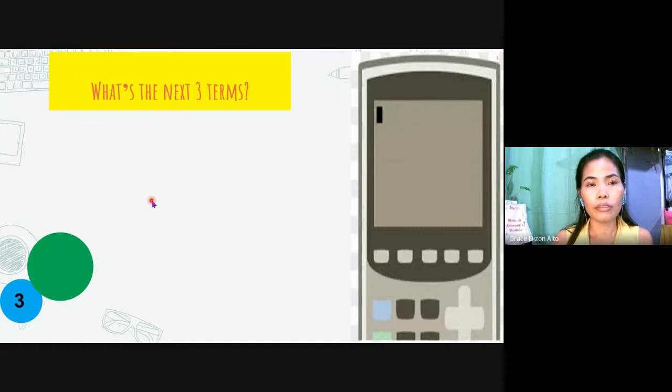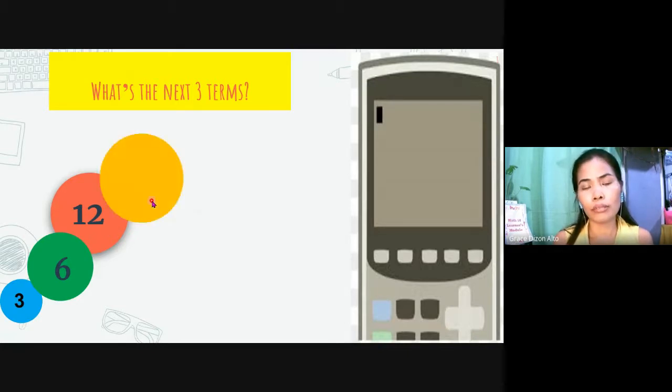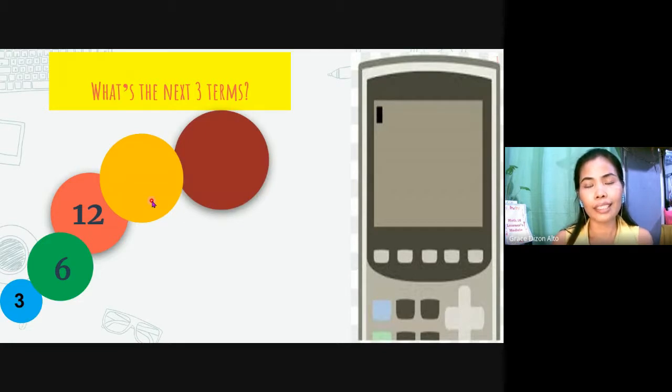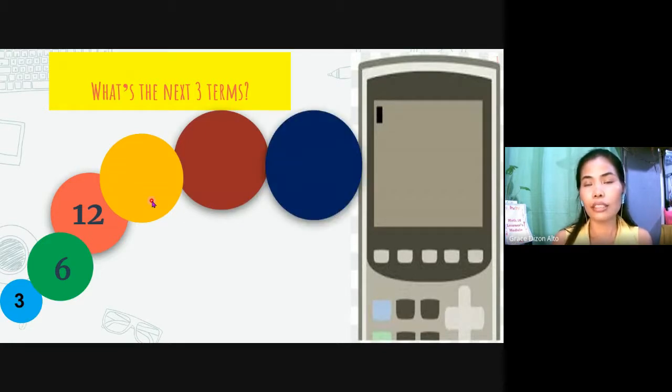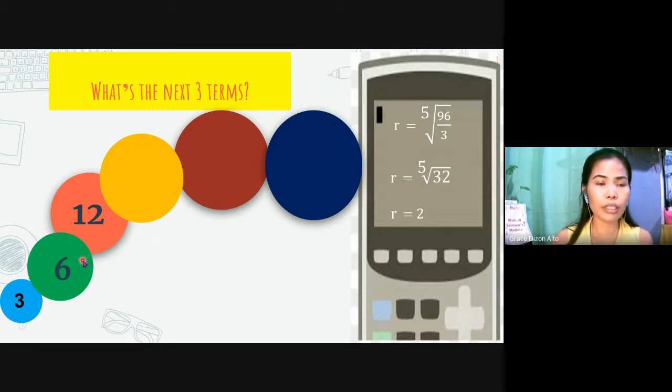Okay, next we will find the next three terms of the geometric sequence. First, we have to make sure that it is a geometric sequence by finding the common ratio, and that common ratio we found, we multiply it to the last term that is given to get the next terms, however many they are. To get the common ratio, we can just get the ratio by dividing the second term and the first term.